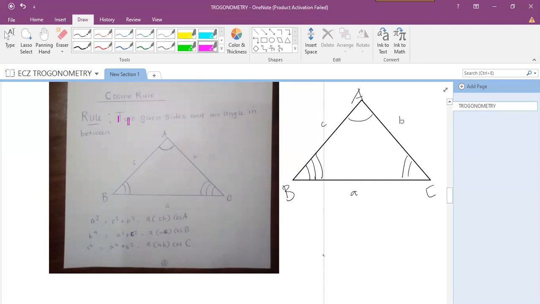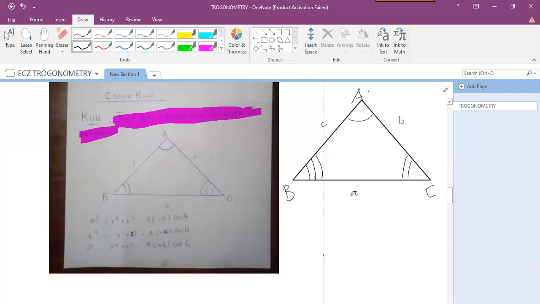How do you identify that you are using the cosine rule in an exam? You are going to see one angle. You're going to see 2 given sides. Every time in the exam room, you're going to have 2 given sides and an angle in between. You're going to only have one angle on that triangle, but you're going to have 2 given sides. That's how you tell your brain that, okay, here we're using the cosine rule.